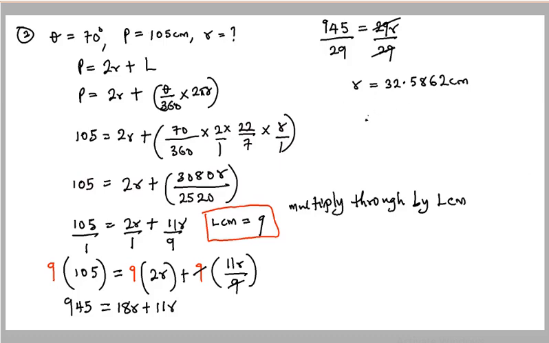If I go for one decimal place, my R becomes approximately... the first decimal place here is 5. What is next to 5 is 8, and it is up to 5, so I will take 1 from 8 and add to 5. It becomes 6. So I now have 32.6 centimeters. And that's the answer to this question.